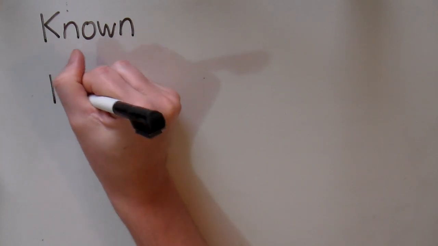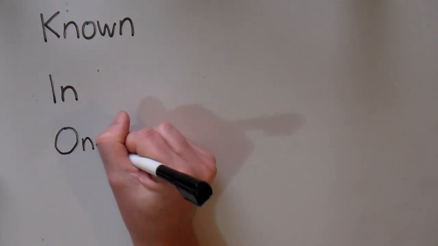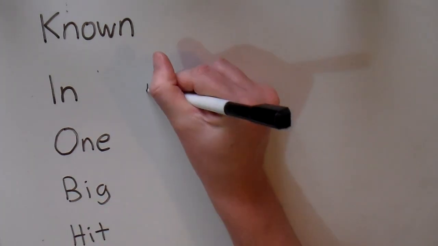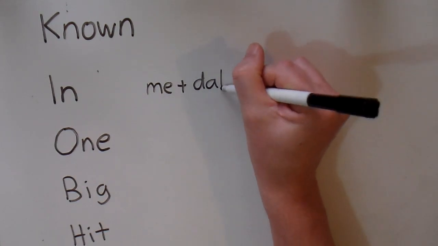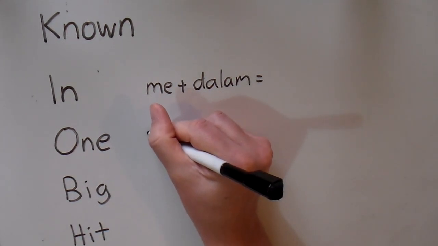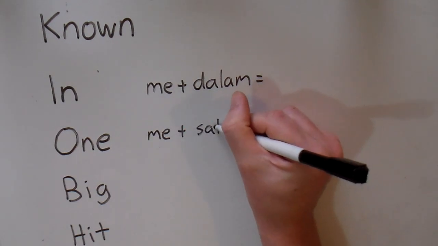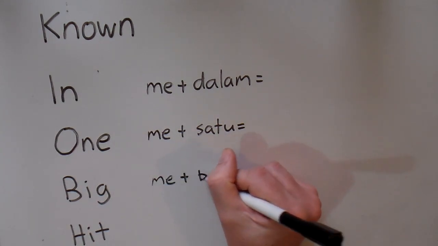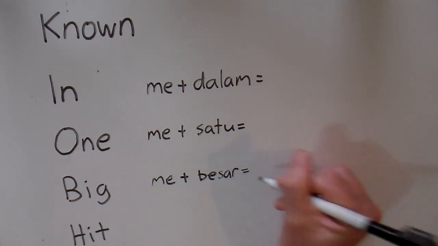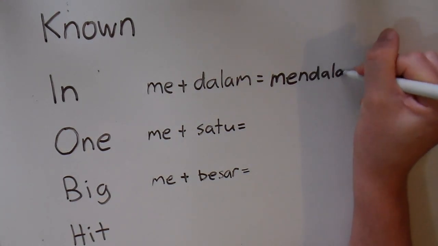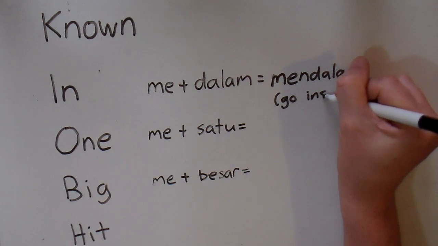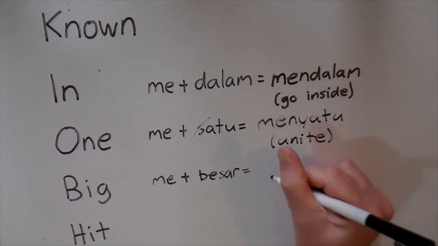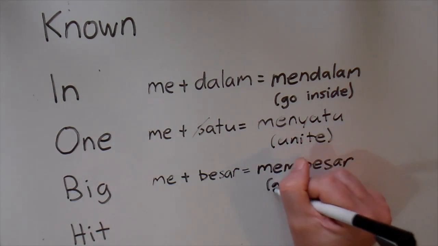Now that we know what the m prefix is, let's look at why it might be used by looking at our example words, known in one big hit. It's easiest to look at dalam, satu, and besar first, as these base words are not verbs. M, in these cases, makes the base word into a verb. Mendalam means to go inside or to go deeper, for example, when you're swimming. Menyatu means to make one or to be united. Likewise, membesar means to get big.